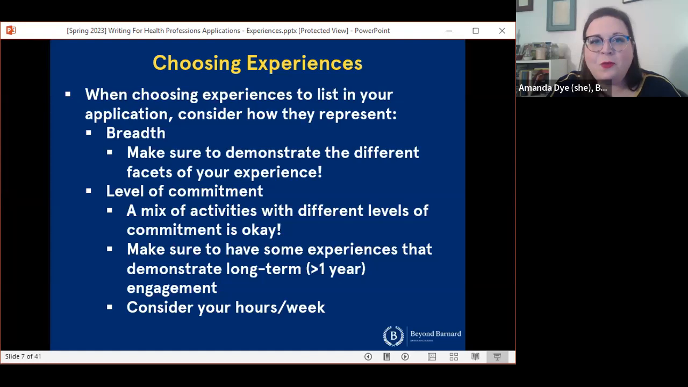When you're choosing which experiences to list in your application, you want to think about a lot of different factors. So, being able to demonstrate the different facets of your experience, choosing things that really represent everything that's important to you in the context of this application.